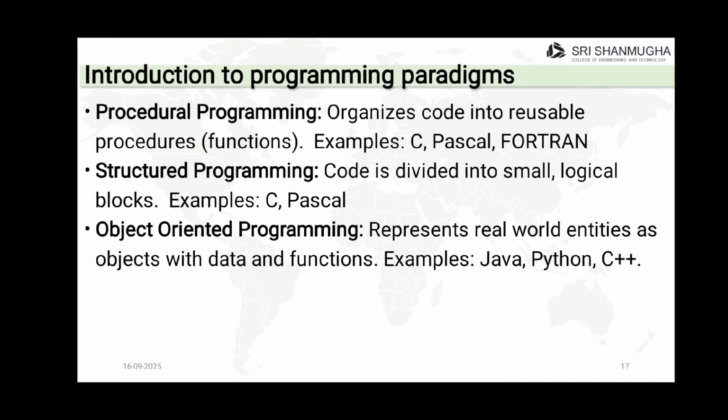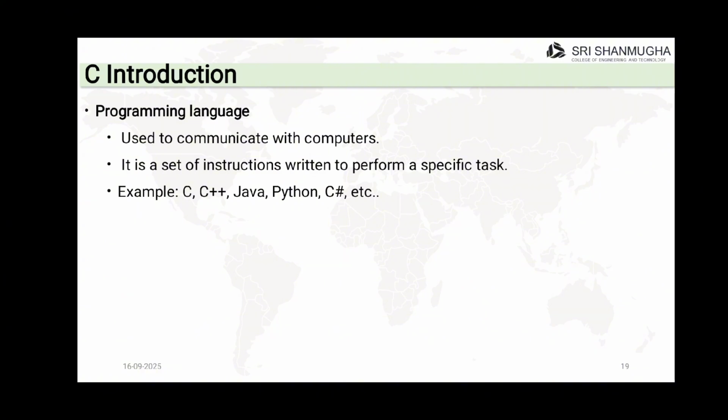Next topic, C introduction. Introduction to programming paradigms. Procedural programming organizes code into reusable procedures or functions. Examples: C, Pascal, Fortran. Structured programming: code is divided into small logical blocks. Examples: C and Pascal. Object-oriented programming represents real-world entities as objects with data and functions. Examples: Java, Python, C++. A programming language is used to communicate with computers. It is a set of instructions written to perform a specific task. Examples: C, C++, Java, C#, etc.